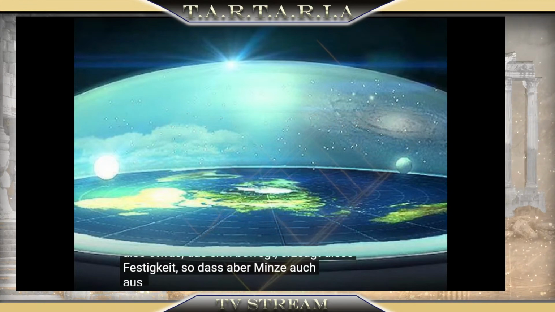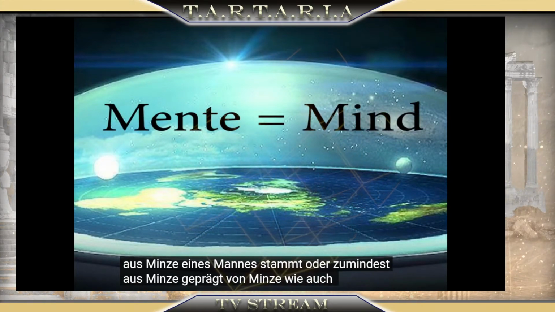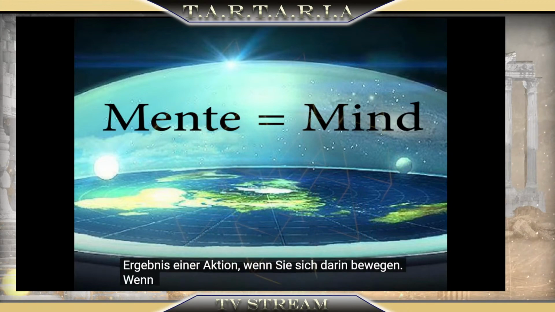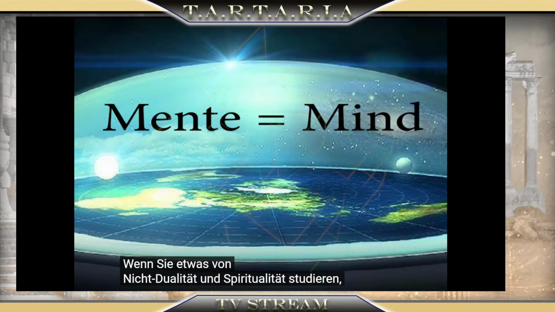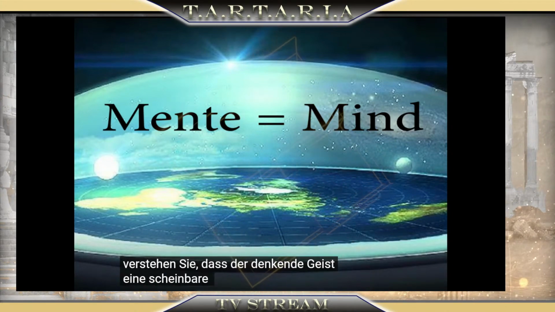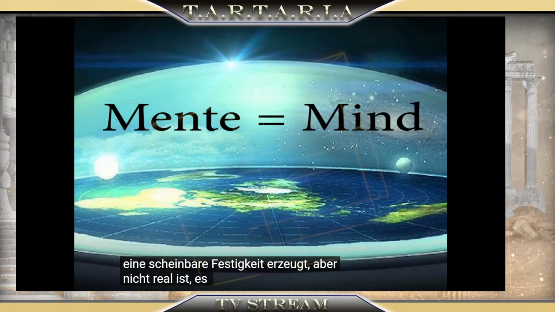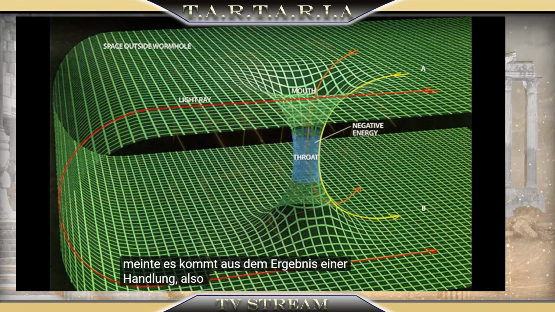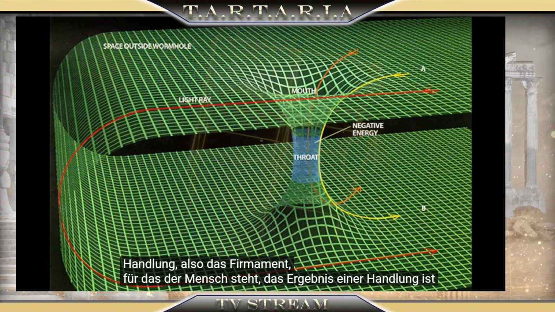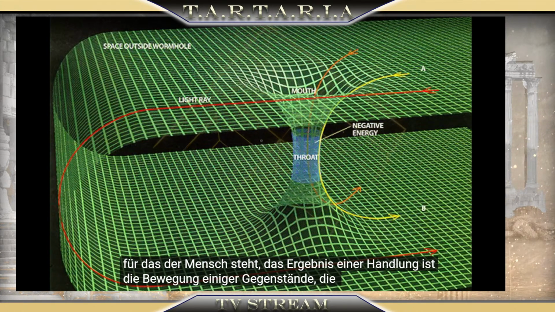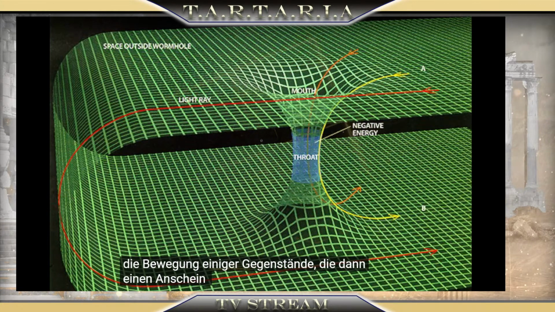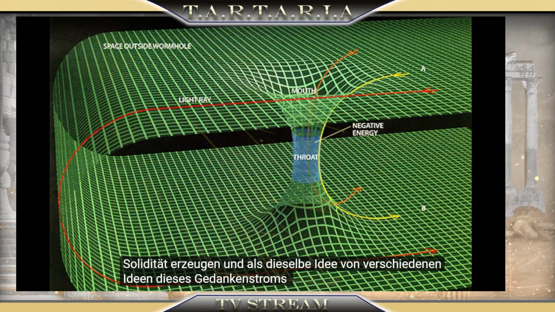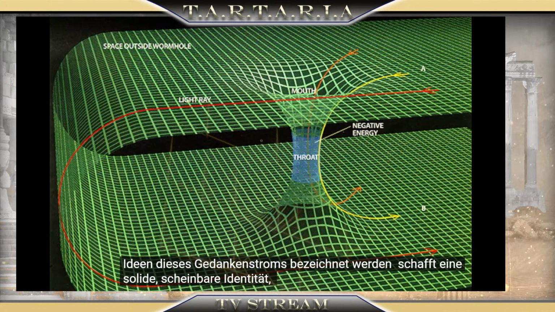But ment also comes from mente, or at least mente from ment, whatever you want to call it, a result of an action. Thought is a result of an action. If you study anything of non-duality and spirituality, you'll understand that the thinking mind creates an apparent solidity. But it's not real. It's an apparent solidity. So mente comes from that result of an action, right? So in the firmament, the ment stands for the result of an action, the moving of some objects which then create an appearance of solidity. And mente does the same. Different ideas, the thought stream, creates a solid apparent identity.